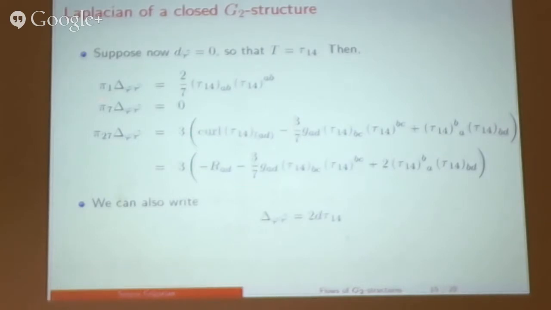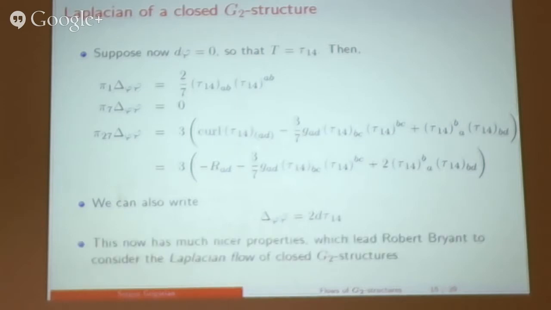So the one-dimensional piece is essentially the norm squared of tau 14. The 7-dimensional piece vanishes, and the 27-dimensional piece can be re-expressed such that all the derivatives of the torsion are encoded in the Ricci tensor, the Ricci curvature. So this is already something which can be worked with, so it's a much nicer expression. Okay, so this led Robert Bryant to consider the Laplacian flow of closed G2 structures.